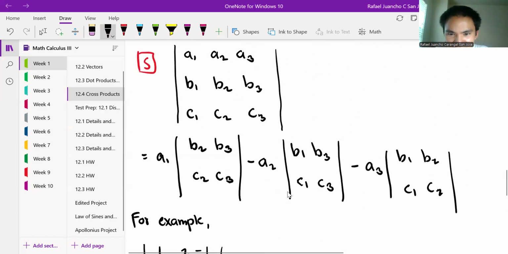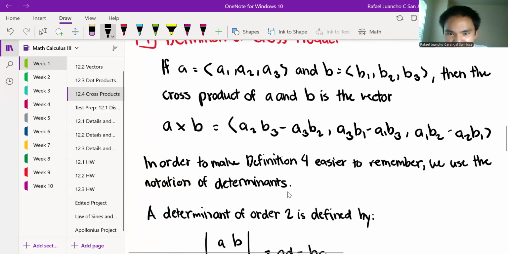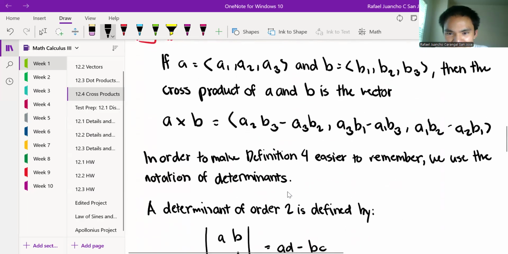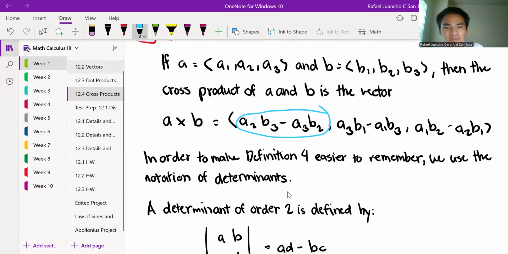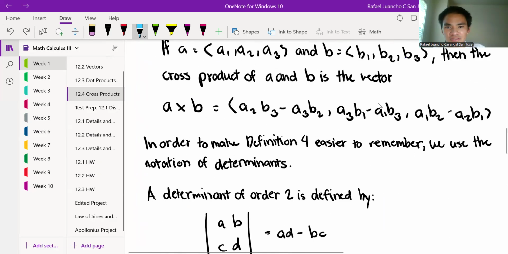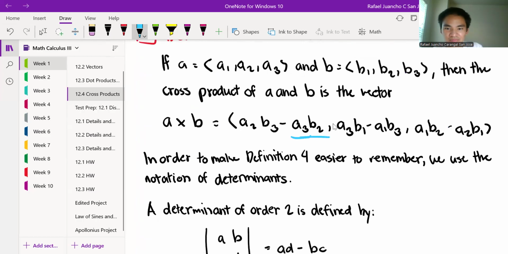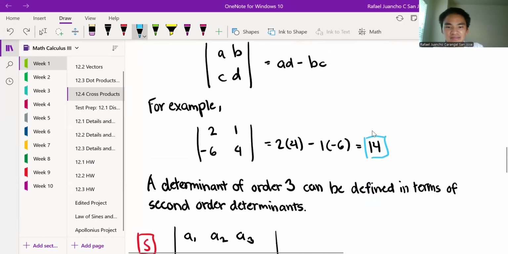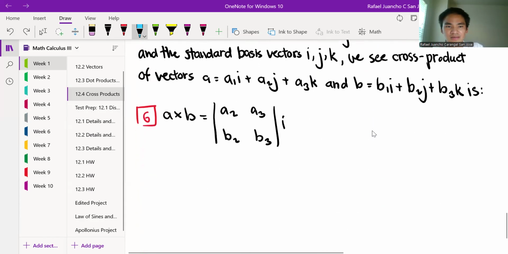Where did we get that? Well, oh, from here, right? So what's happening here is we're multiplying A2 and B3. So A2 and B3 should be diagonals of each other. And we're subtracting that to A3, B2, which is here. Yeah, A3, B2. So that's the idea. And we're putting it in terms of I, J, K.